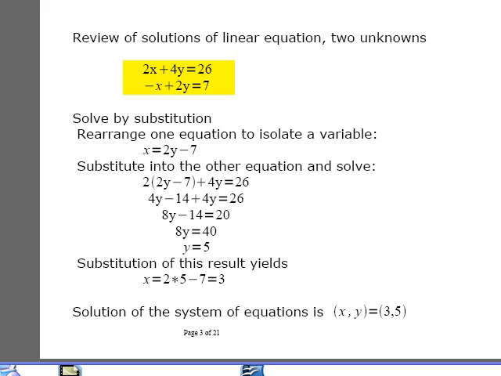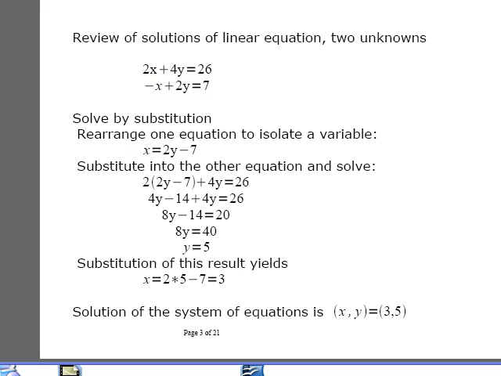I'm going to solve it first by substitution. I asked you to do that on homework so you recall what it means to have a system of equations. So when I substitute, I have to rearrange one equation to isolate the variable. In this case, I'll isolate x. Once x is isolated, I substitute. Let me clear the screen for a second.